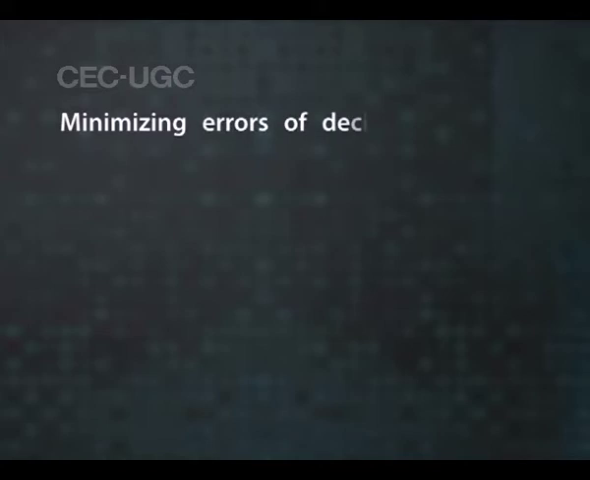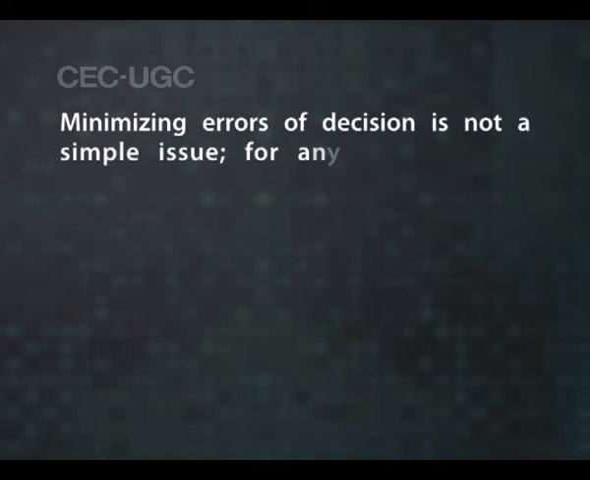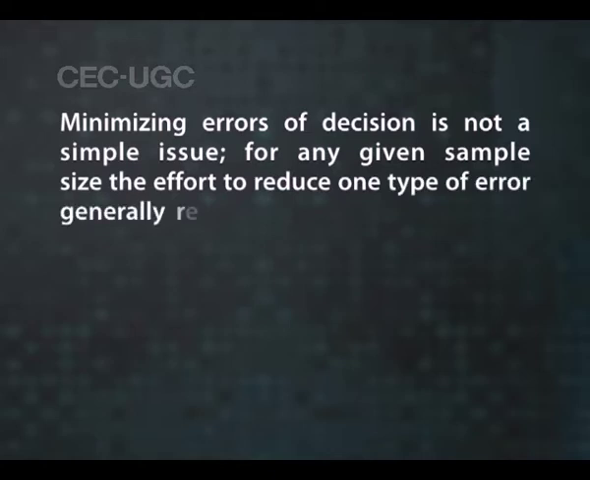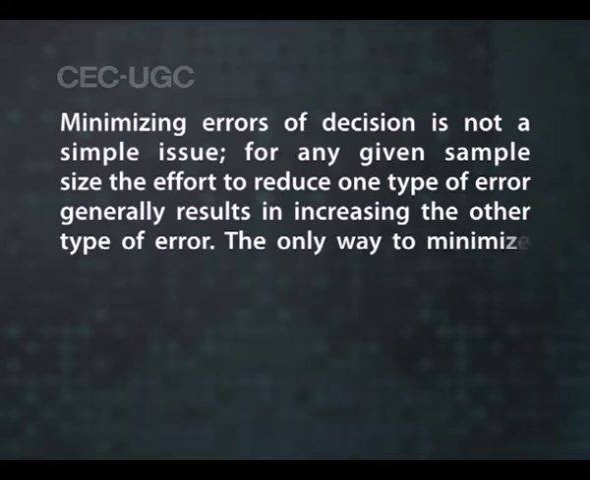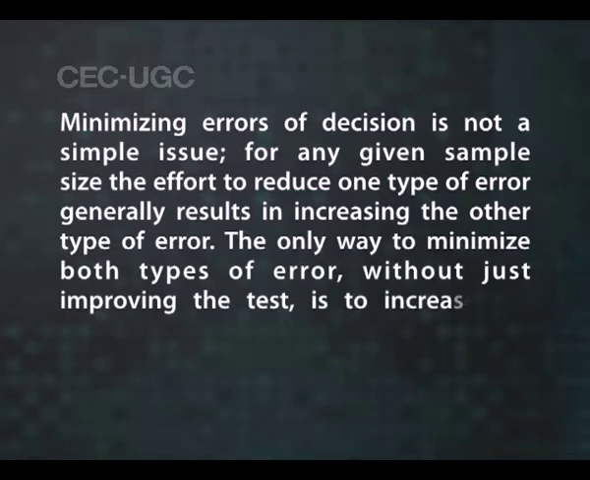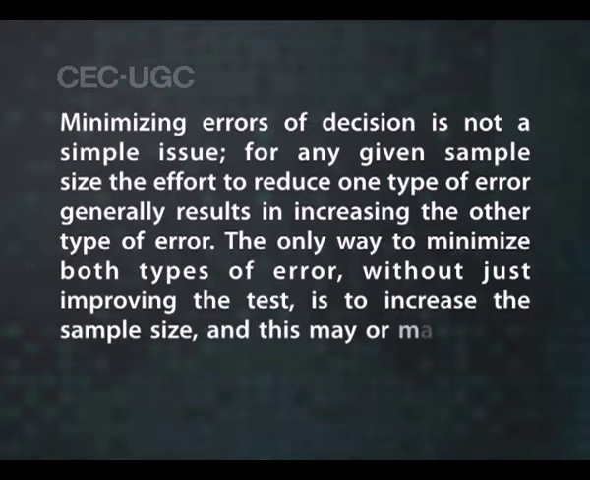Minimizing errors of decision is not a simple issue. For any given sample size, the effort to reduce one type of error generally results in increasing the other type of error. The only way to minimize both types of error without just improving the test is to increase the sample size, and this may or may not be feasible.